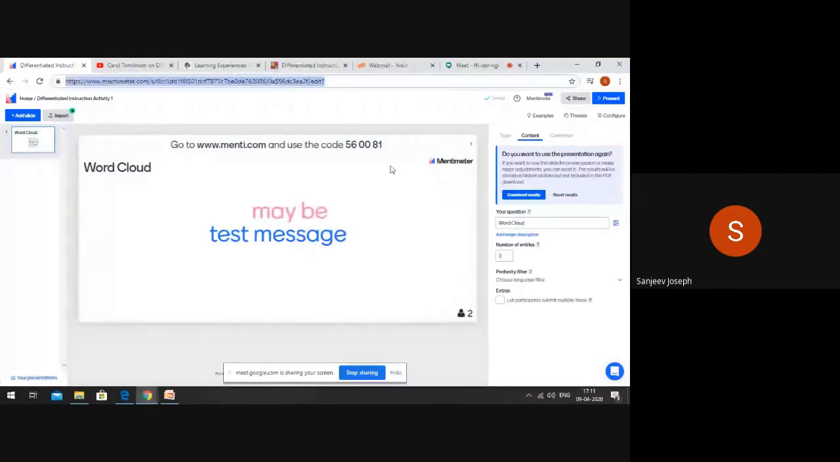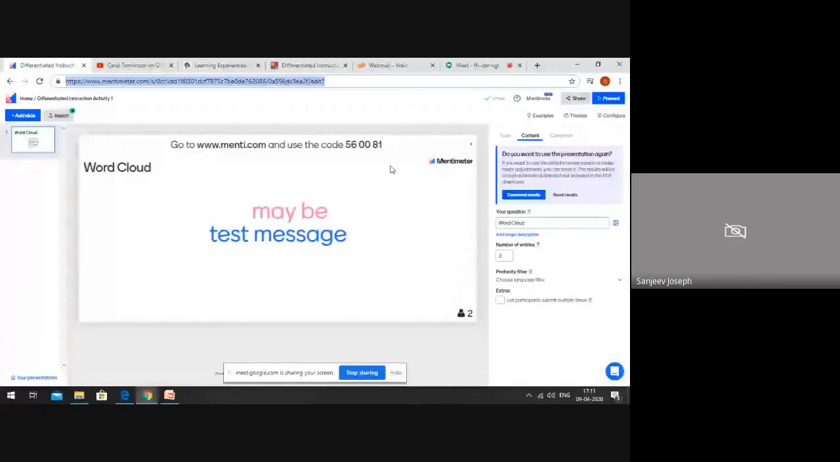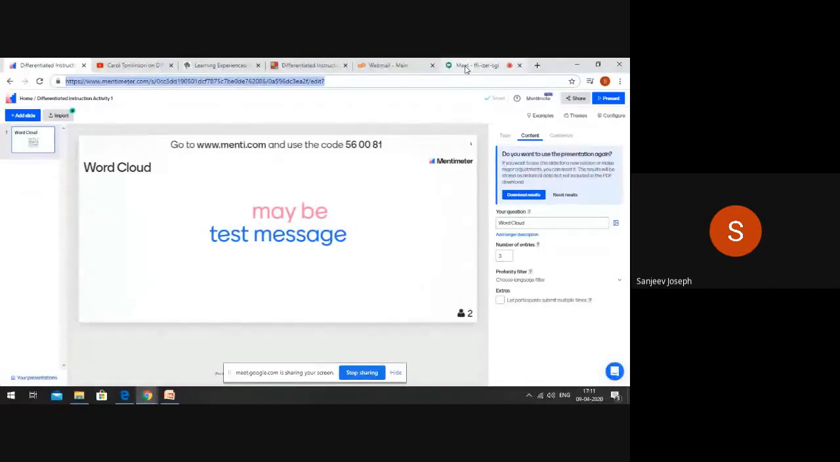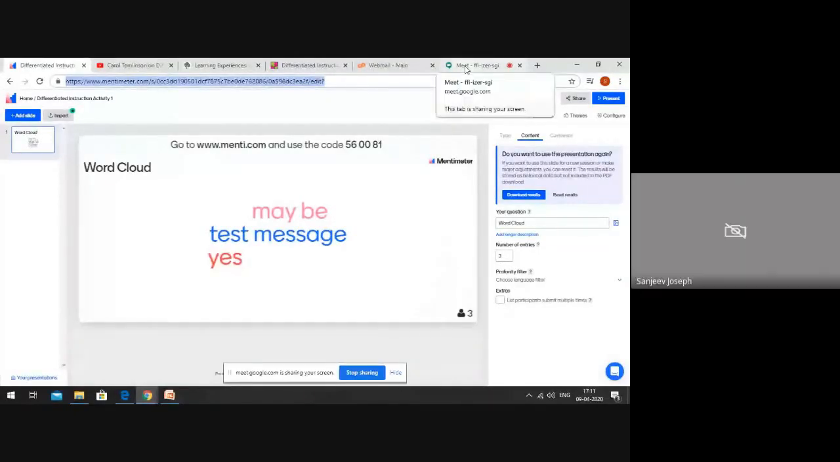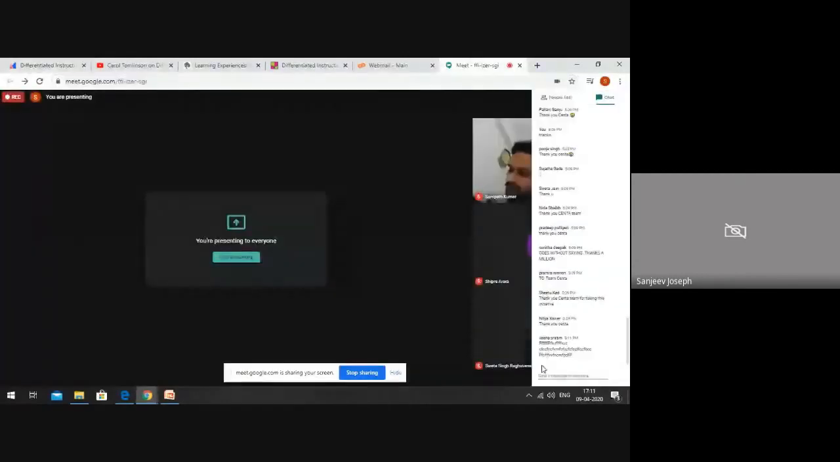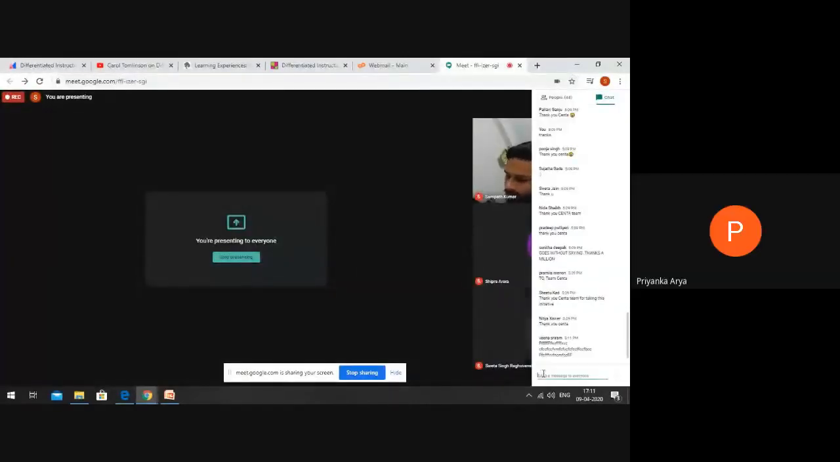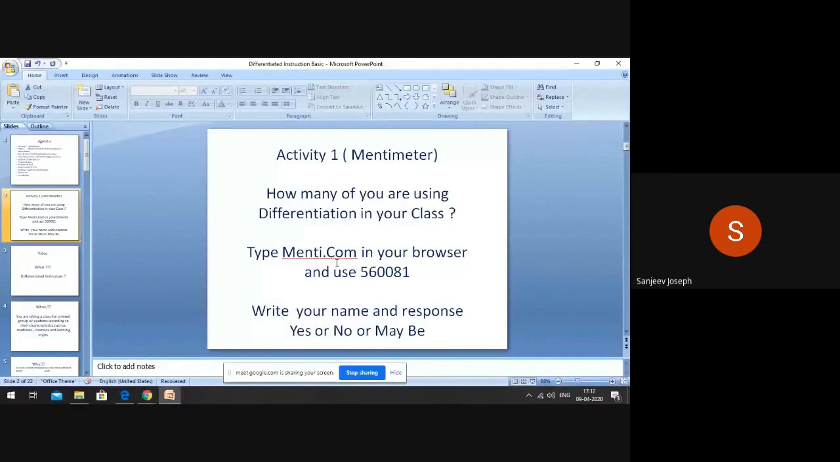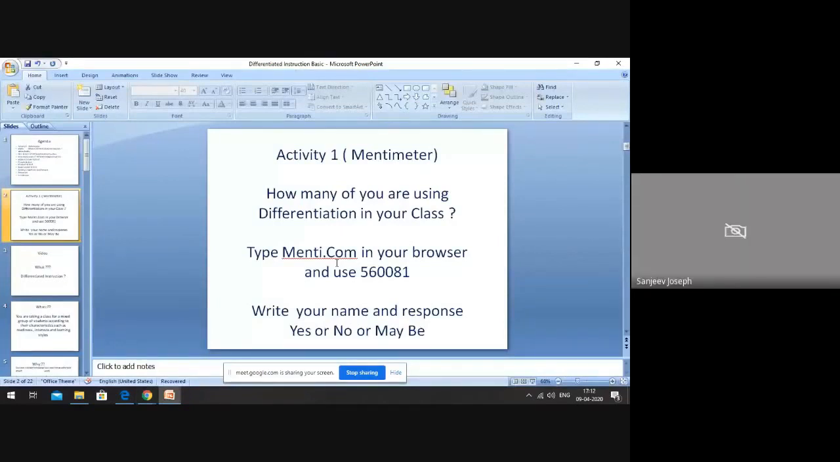I can see someone has already started posting, maybe, and we will wait for some time for people to vote on this. So can you share your screen to check the code again? Yeah, I'll share your screen again. It is 560081. Just type menti.com in your browser and use 560081. And the other way, you can see the link in your chat box and go through that.